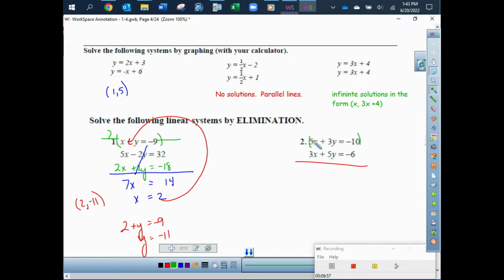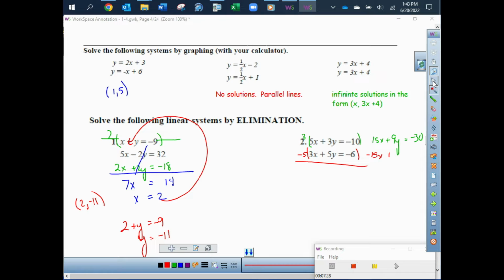I'm going to cancel my x's. So between a 3 and a 5, I need to make them turn out to be 15s and negative 15. So this guy I'm going to take times 3. And then the bottom one, to get him to be turning out to be a negative 15, I need to take him times negative 5. So I'll do that work off to the side here. So that would be 15x plus 9y equals negative 30. You see how I took every one of these guys times 3. Again, we've done this many times before in your math life.